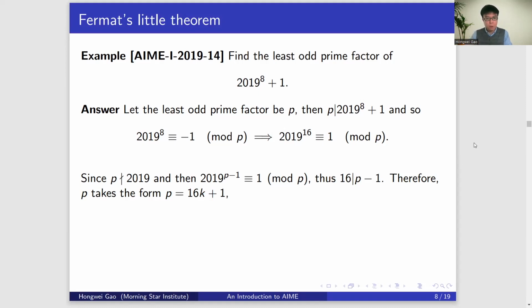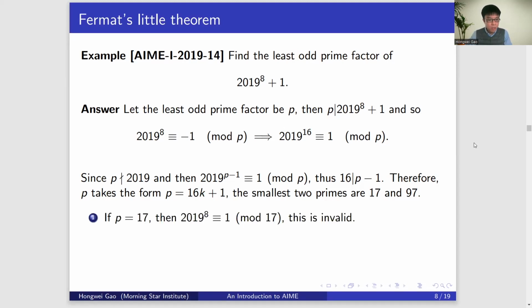So we just check a few candidates of k to see if p is a prime. Easily, we can see that when k equals 1, the first such prime is 17. The second one is when k equals 6. The corresponding prime number is 97. Now let's go ahead and check these two prime numbers.